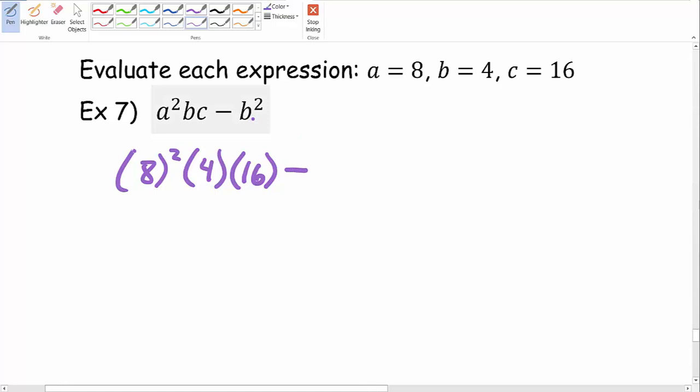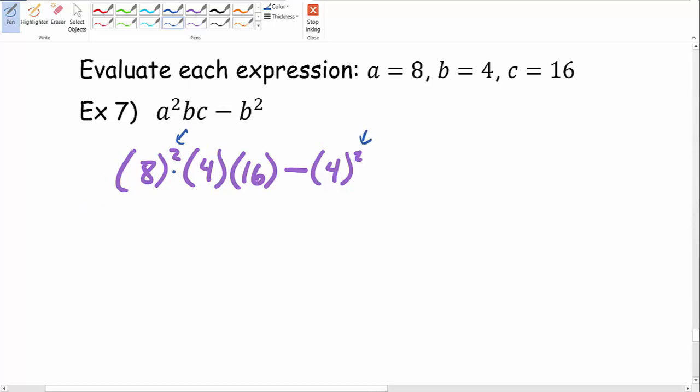minus our B, which is 4, and that is being squared. The first thing we're going to do are the parentheses. Well, they all have parentheses, but nothing can really be done within them. And then we're going to move on to the exponents. So we notice that we have an exponent here and here.